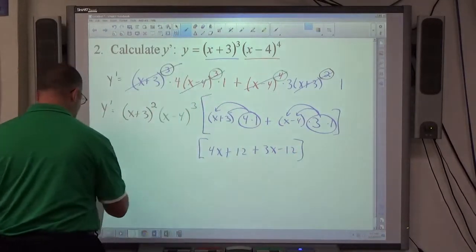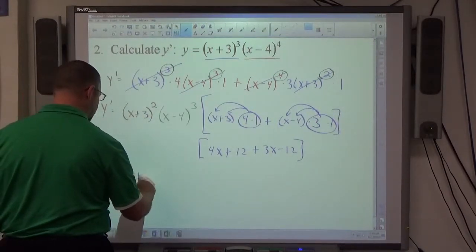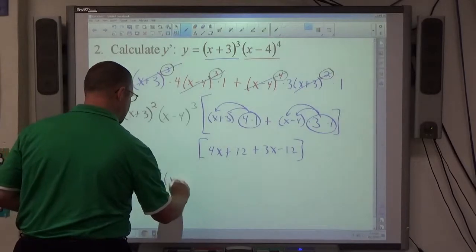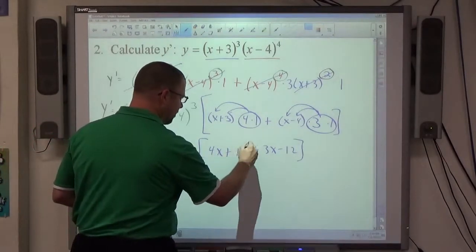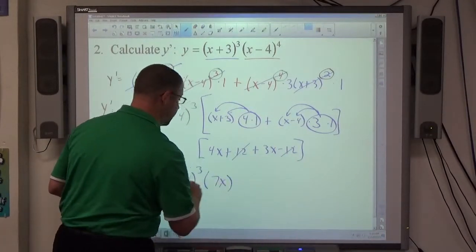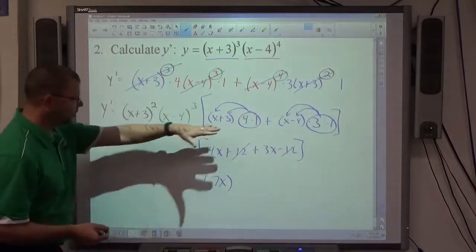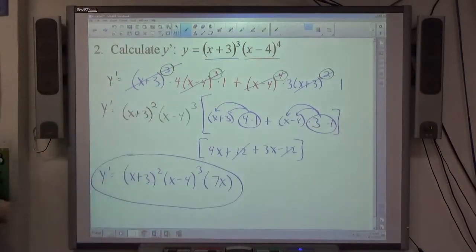So that ends up getting me y prime for a final answer. I'm just going to bring this stuff down. So x plus 3 squared times x minus 4 cubed. And then 4x plus 3x is 7x, 12 minus 12 just happens to cancel. That's coincidental. That's not a guarantee that will happen on the test. But this simplifies to something. Get that simplified to whatever it simplifies to. And I'm looking for a final answer looking like that for that problem.